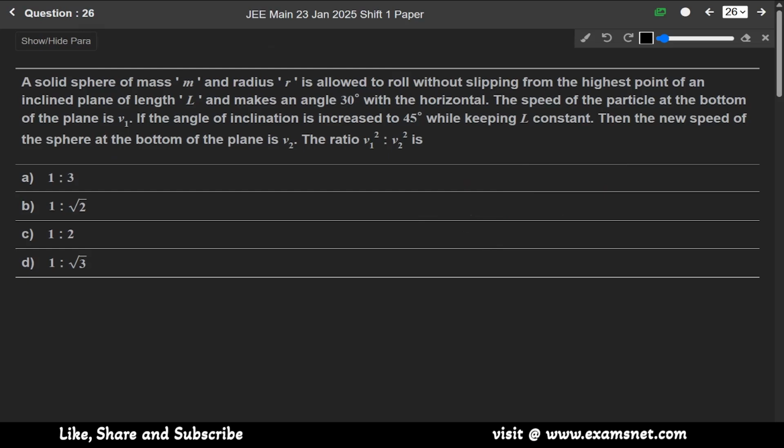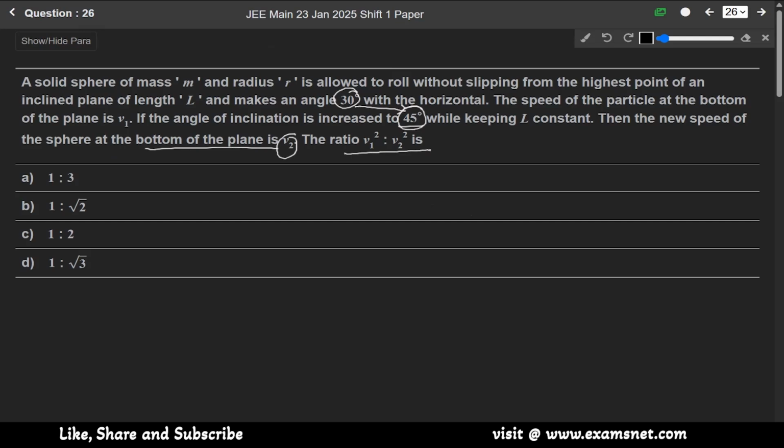A solid sphere of mass m and radius r is allowed to roll without slipping from the highest point of an inclined plane of length L and makes an angle of 30 degree with the horizontal. The speed of the particle at the bottom of the plane is v1. If the angle of inclination is now increased to 45, at first the angle is 30 degree, now the angle of inclination has become 45 while keeping L constant, then the new speed of the sphere at the bottom of the plane is v2. We have to find the ratio of v1 square to v2 square.